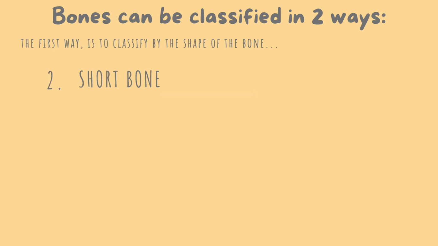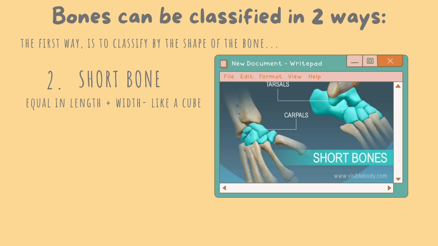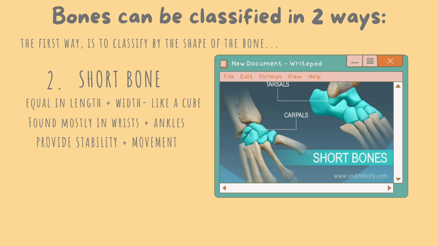Next, we have the short bones, and you guessed it, they're short. They are equal in length as they are to their width, so they look similar to a cube shape. They're mostly found in the wrists and the ankles as shown in the photo, and they provide stability and movement. Tarsals and carpals are extremely important to remember. So remember, the carpals are the bones on the wrists and the tarsals are the bones on the ankles.